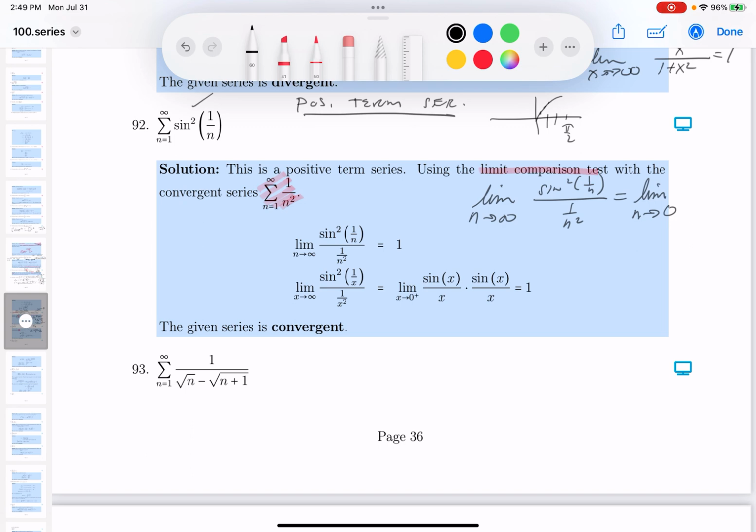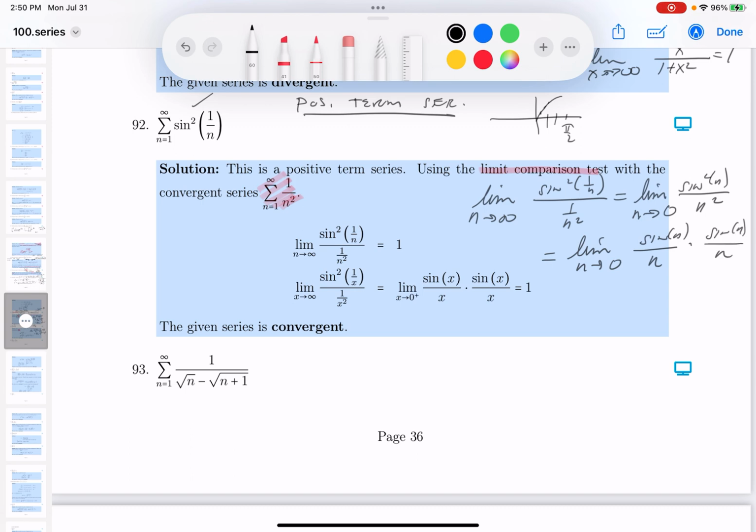right? Now, someone says, how could you do that? When n goes towards infinity, 1 over n goes towards 0. So I could write this down instead. Same meaning, by the way. What do I got over here? I got the limit as n goes to 0. I could write it as sine n over n times sine n over n.